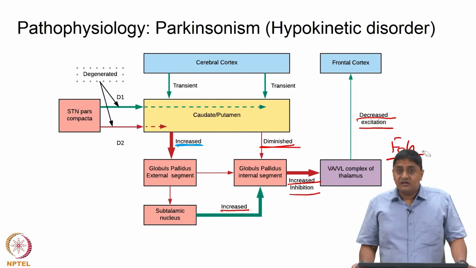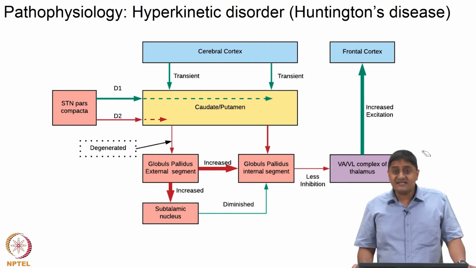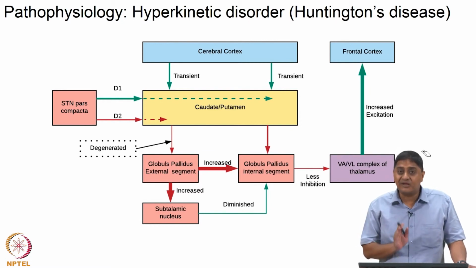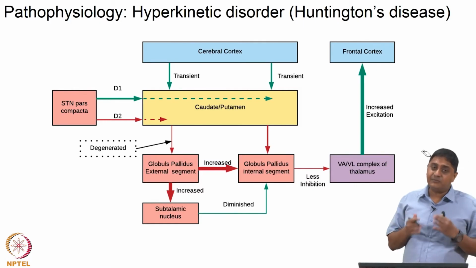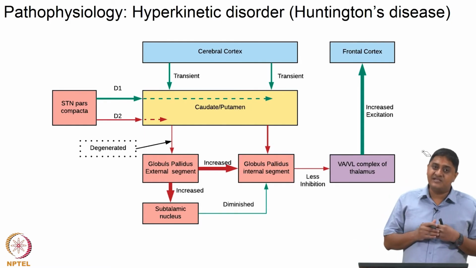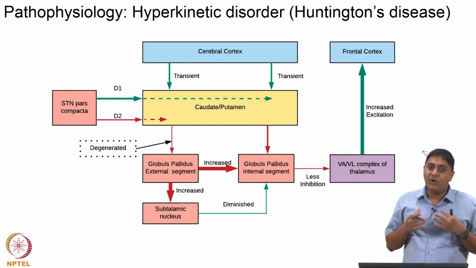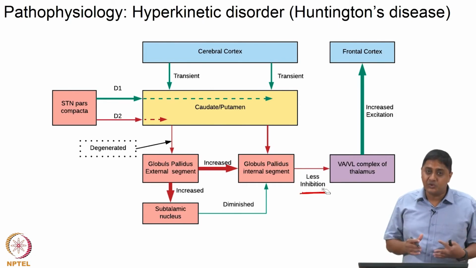What about the hyperkinetic disorder? Let us take the case of Huntington's disease. In this case what happens? There is selective degeneration of the medium spiny neurons in the indirect pathway. Let us remember what the indirect pathway does. The indirect pathway is essentially an inhibitory pathway. If this pathway is degenerated, what happens? The amount of inhibition that goes here will be reduced.